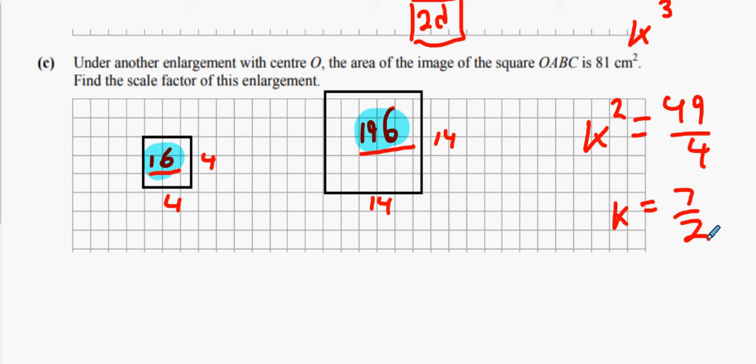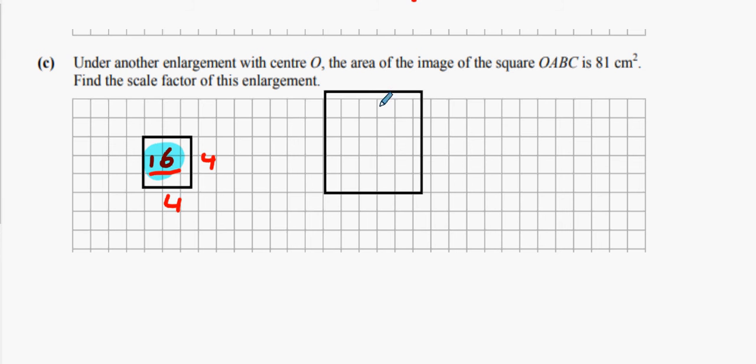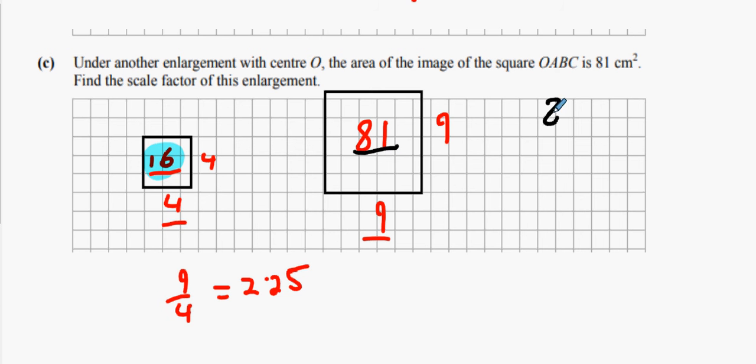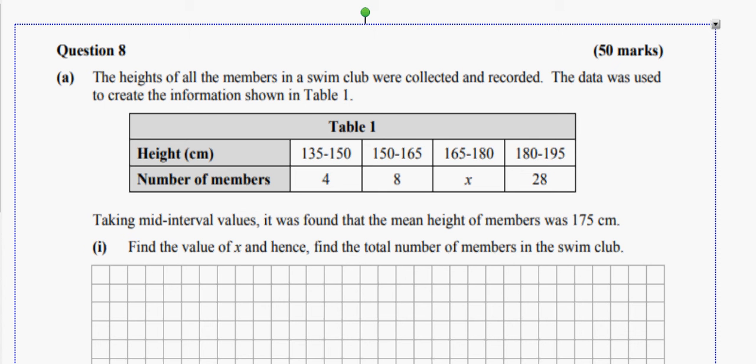Now that's not the question, is it? The question was, we don't know the scale factor, but what we do know is that this is 81. And if that's 81, what does it make the two lengths? And what's 9 divided by 4? 2.25. The scale factor was 2.25. What's another way of doing it? What's 81 divided by 16? It's the same as k squared. Square root it and you'll get 9 over 4. You get the same answer two different ways. Is that right with you guys? Not always, but a lot of times it is.